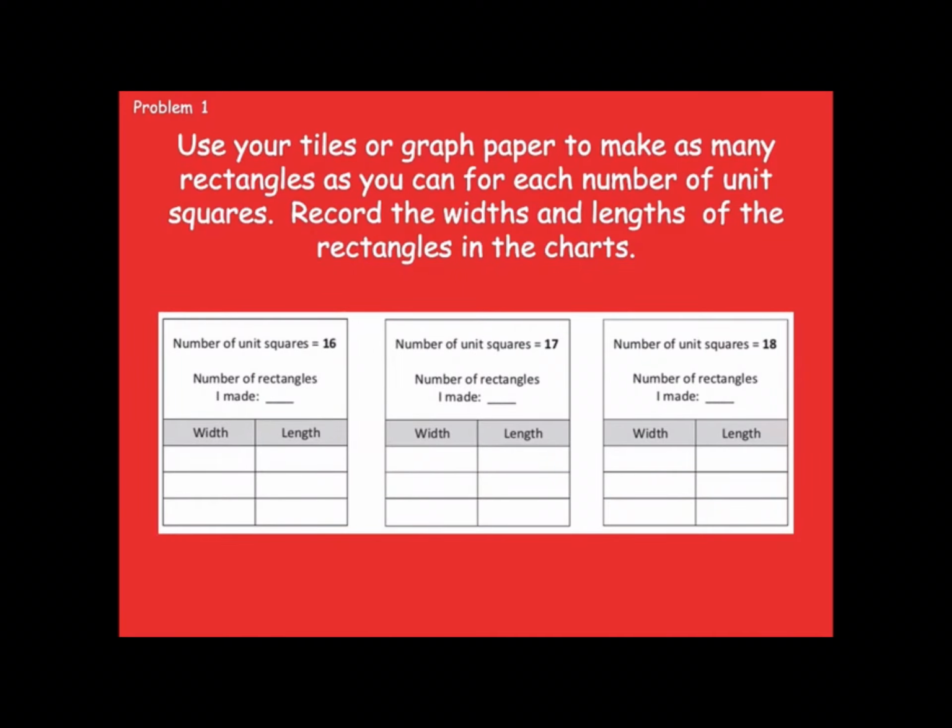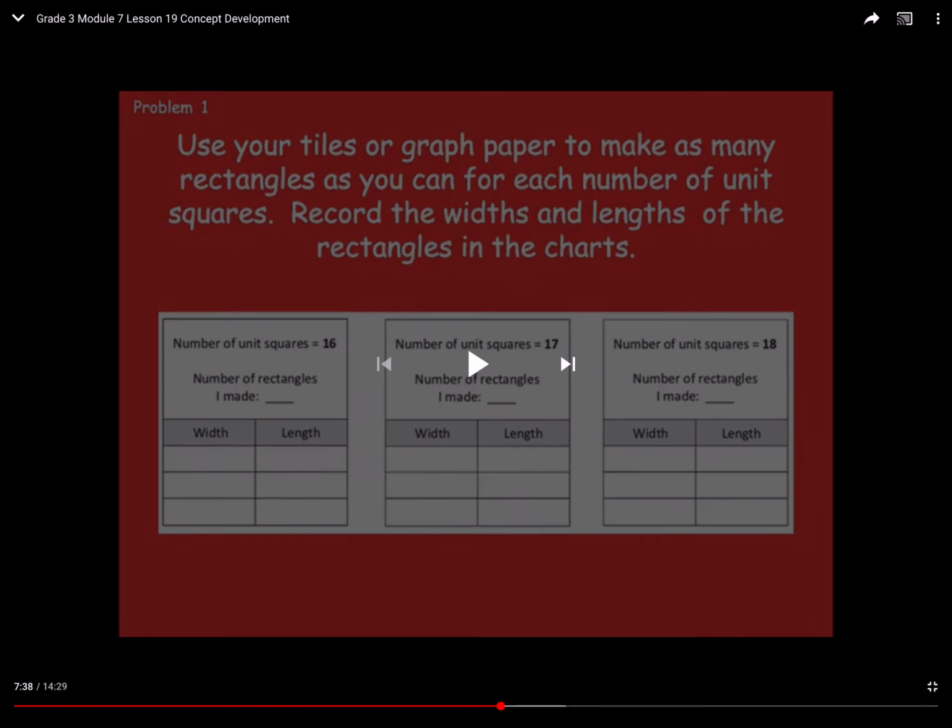Okay, so make sure you go to the Number Pieces app. All right, friends, pause if you need more time. Okay, so go to the Number Pieces app, and you're going to make me rectangles with 16 squares, as many rectangles as you can find. Write down your side lengths in the chart. Then you're going to make me 17 and 18. Remember, after each set of rectangles, you're going to take a screenshot of your rectangles on the Number Pieces app, because you're going to be sending those in to me.